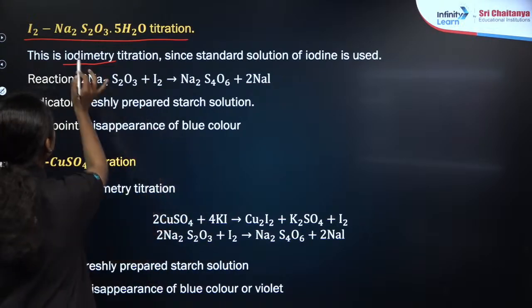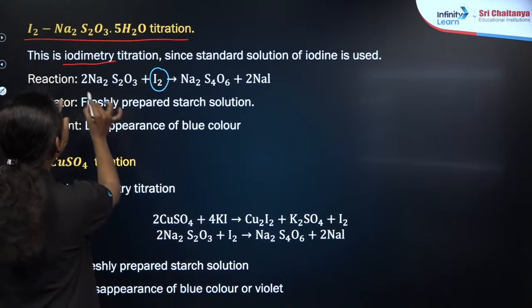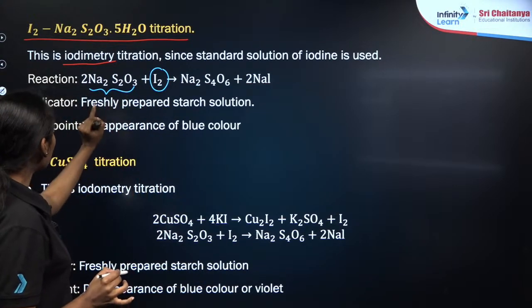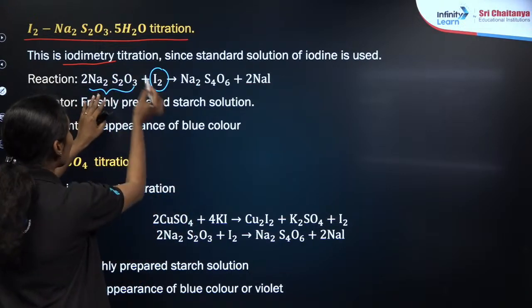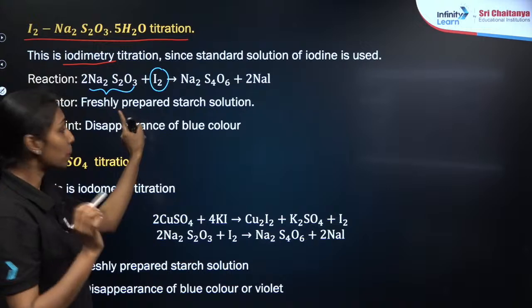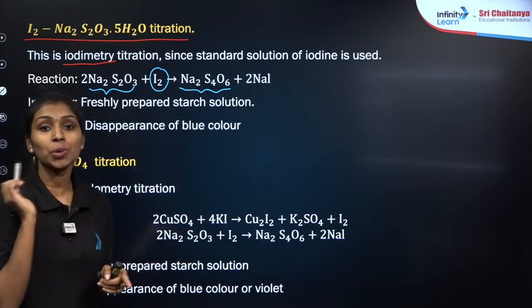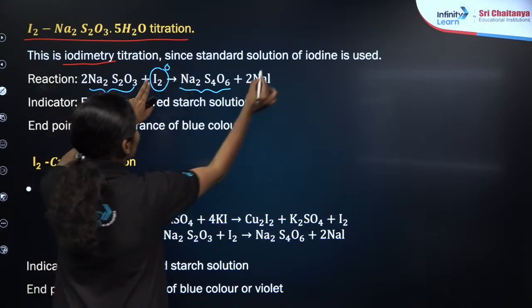Otherwise, I will say that in the case of iodimetry, direct iodine is present. So here the reducing agent is sodium thiosulfate, Na2S2O3. As you can see, while direct iodine reacts with the reducing agent sodium thiosulfate, it will form sodium tetrathionate, Na2S4O6, plus 2NaI.